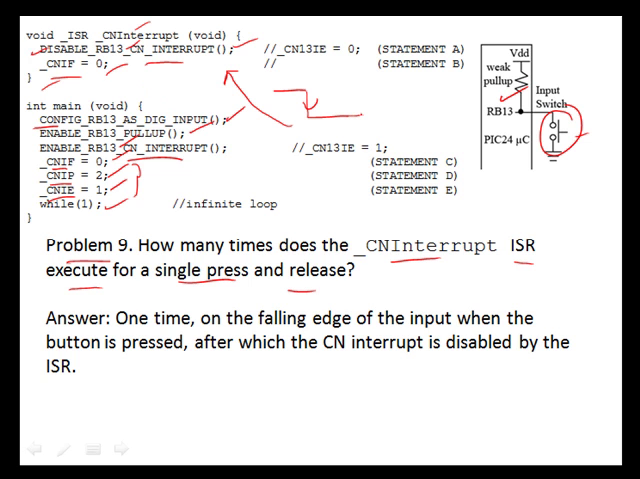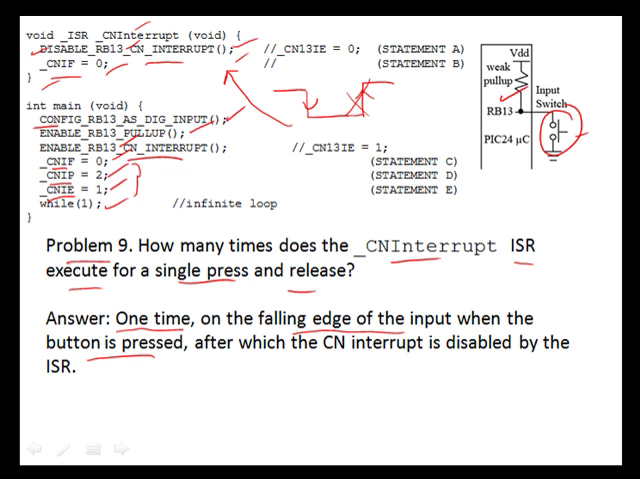That means that any subsequent changes on this pin, such as a low to high transition when the push button is released, will not generate a change notification interrupt. So the answer is that it will execute only one time, on the falling edge of the input when the button is pressed.